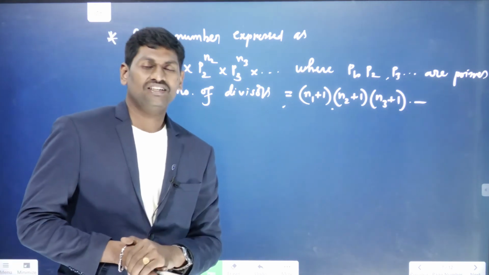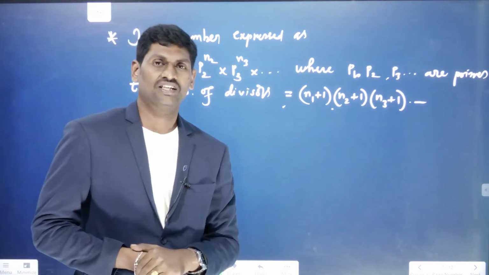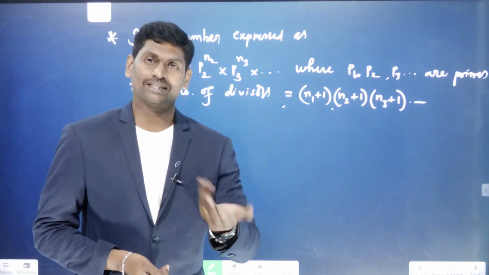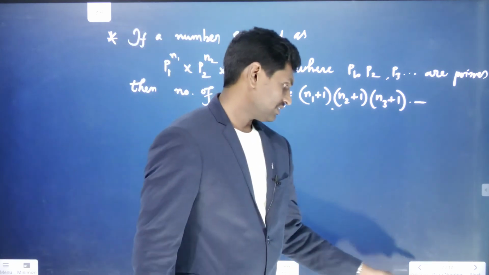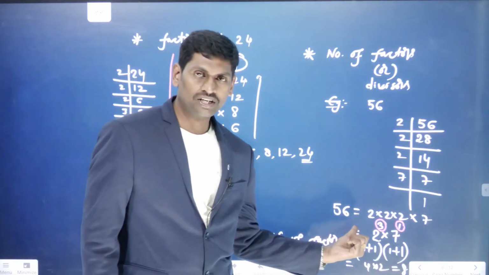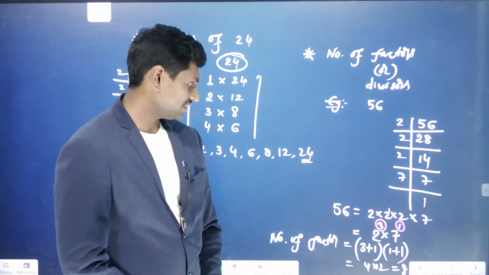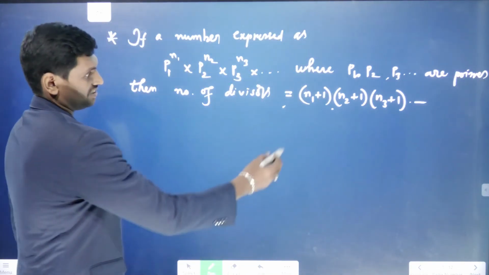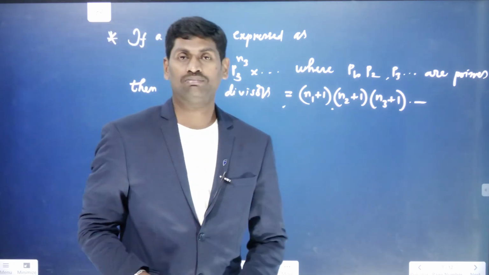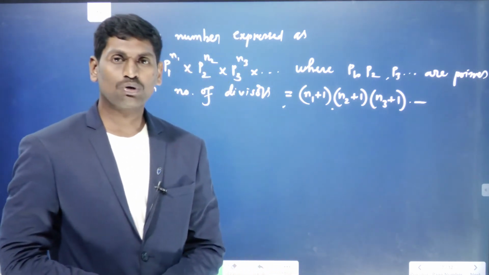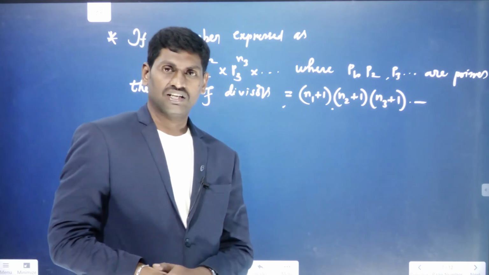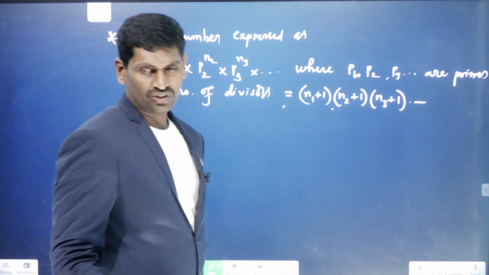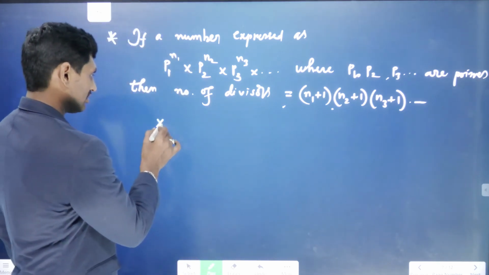Simply you can remember that. First find the prime factors. Express the prime factors in exponential form, like 2 cube into 7 power 1. Then take the exponents, add 1 to them and multiply. You will get the number of divisors. Okay children?